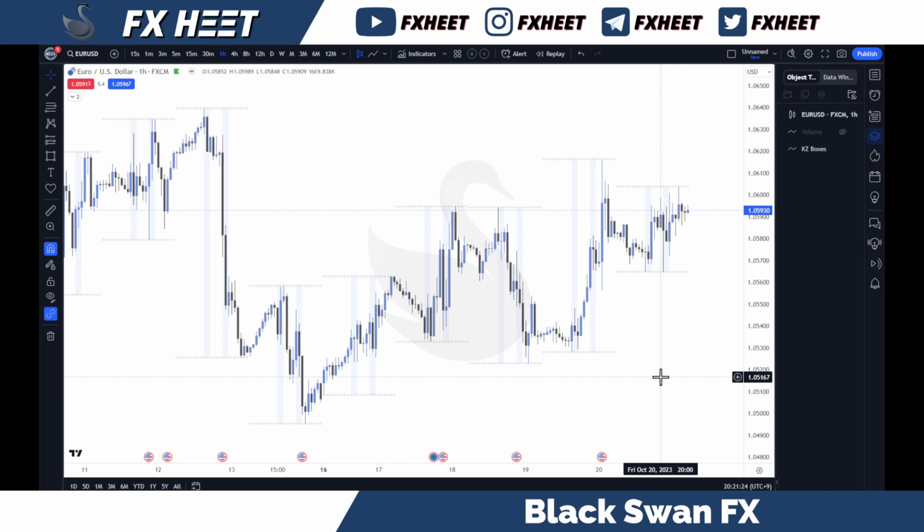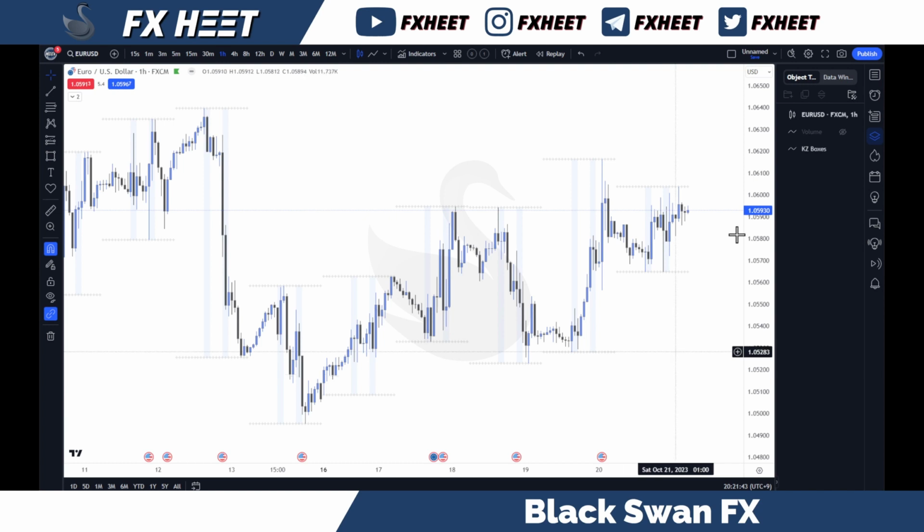And you can easily get lost in time. So we want those kill zone boxes to become available so we know when we should be trading or not, when we should be looking for trades.